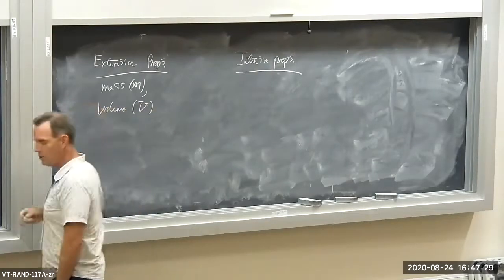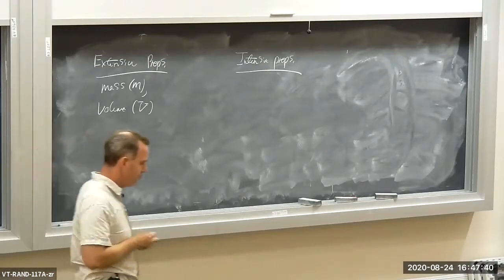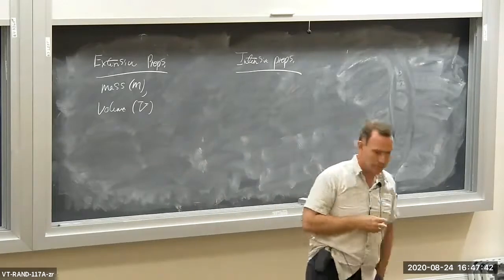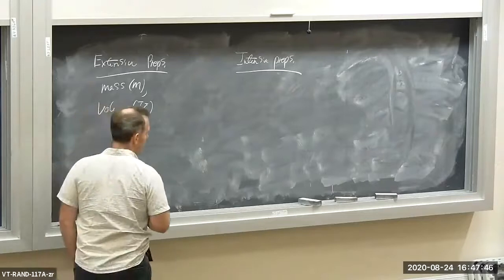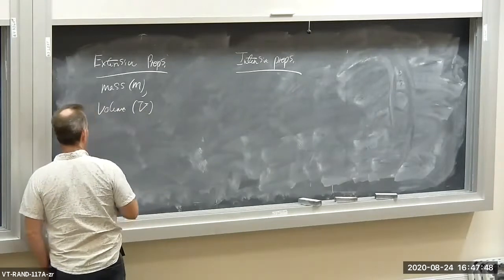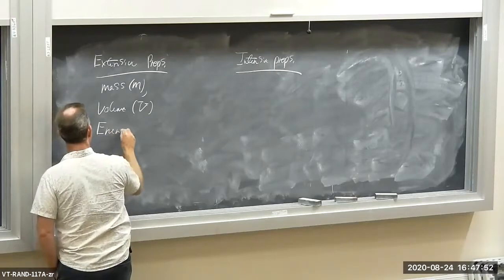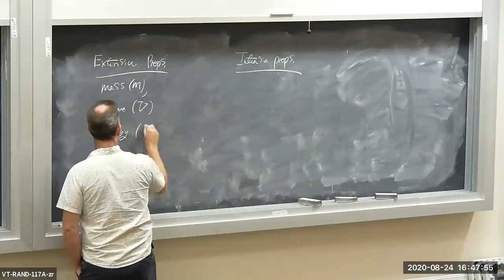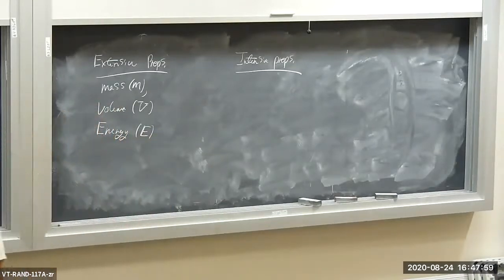Volume. V, volume is extensive. The larger the system is, presumably the more volume it has. It has something to do with the scale of the system. Energy. Total energy, E.